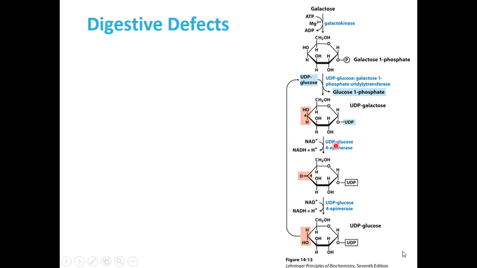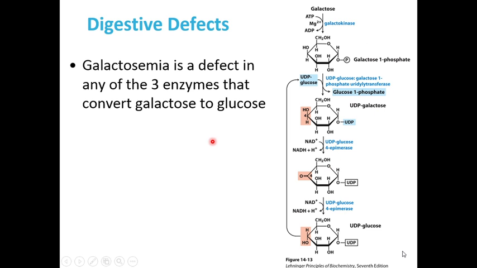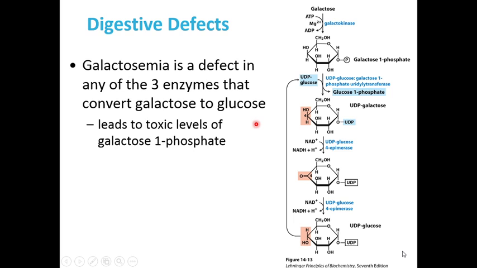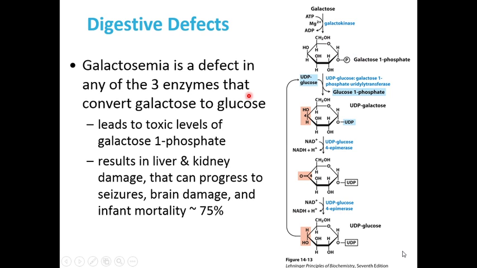Conversion of galactose to glucose 1-phosphate proceeds through these reactions, and they're catalyzed by various enzymes starting with galactokinase. Galactosemia is a defect in any of the three enzymes that convert galactose to glucose. This can lead to toxic levels of galactose 1-phosphate. This results in liver and kidney damage that can progress to seizures, brain damage, and infant mortality, up to 75% of them.